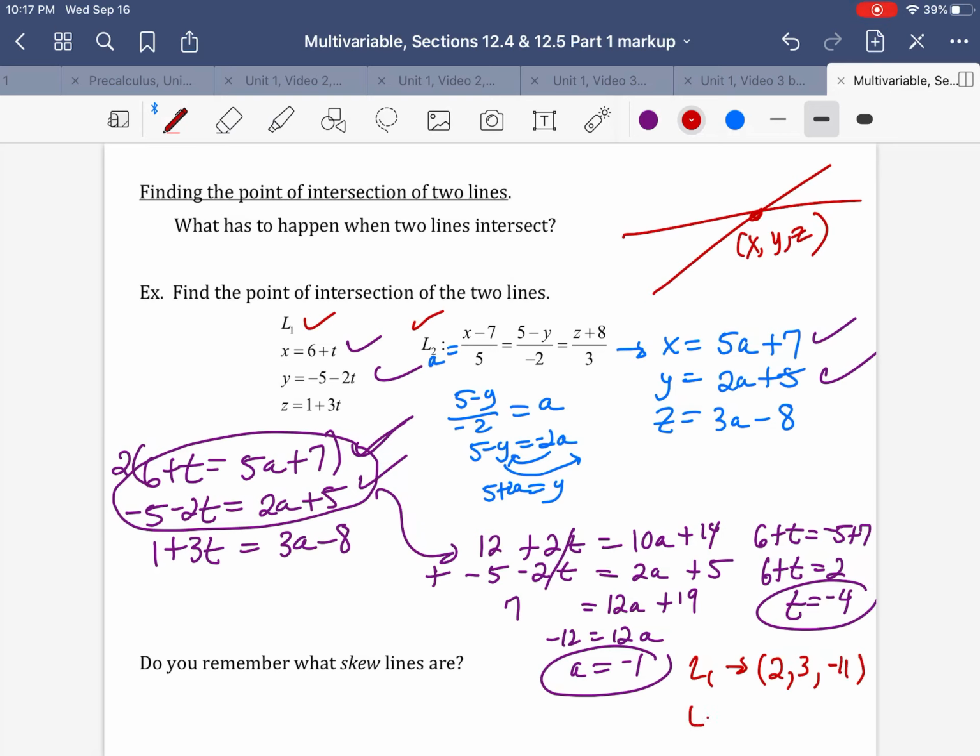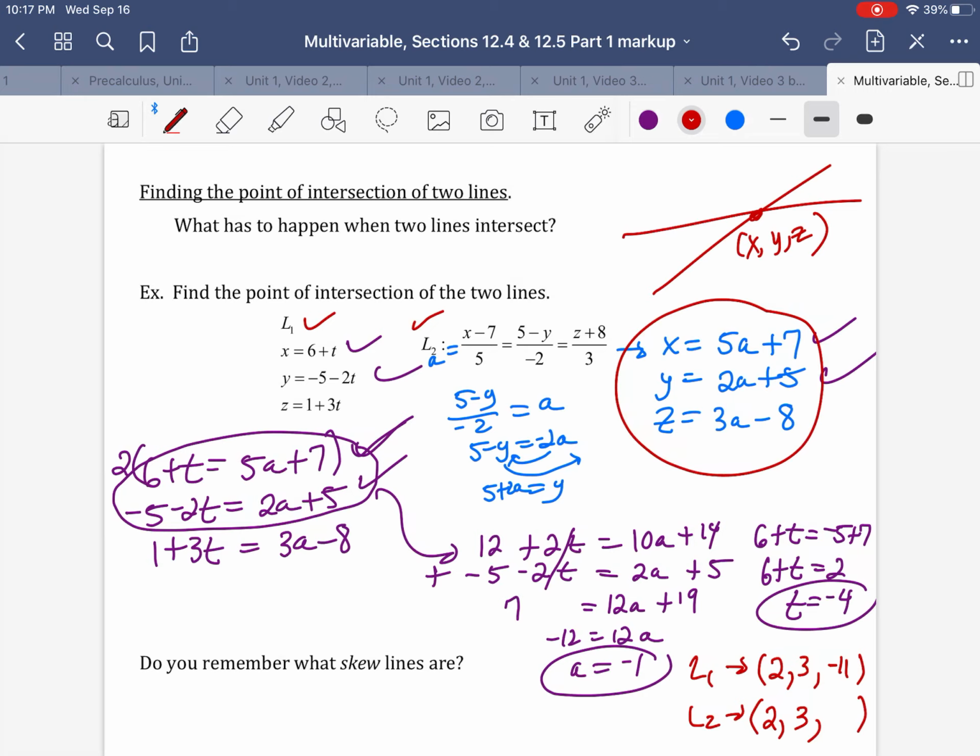All right, so let's try it in L2. In L2, over here, I'm going to use a equals -1. If I plug in -1, 5 times -1 plus 7, guess what? I get 2. And then for y, I get 2 times -1 plus 5. I get 3. Looking good. It should look good so far.